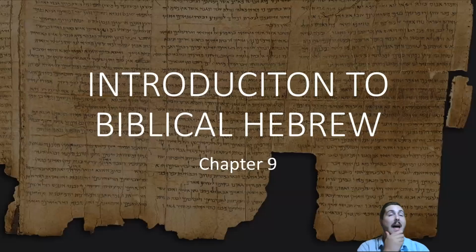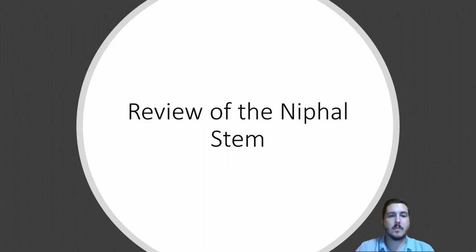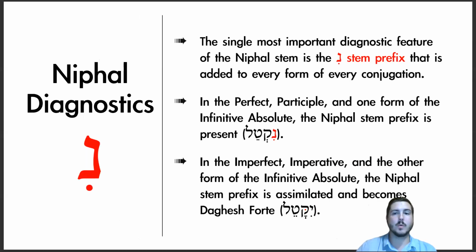All right, we're at chapter 9. I'm going to take a couple of slides and let's look at some review. Last time, the Nifal stem, right? Because we're about to go into Hifil. So we've been introduced to the Qal, we've been introduced to the Nifal, now we're about to be introduced to the Hifil. Let's look at the Nifal real quick to see the differences here.